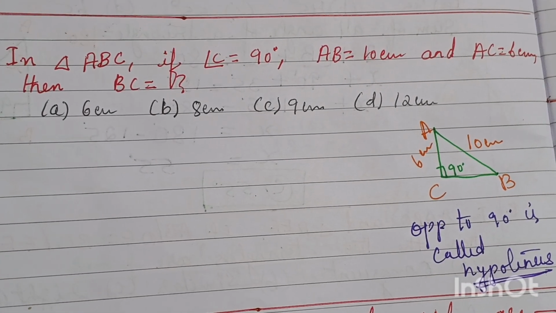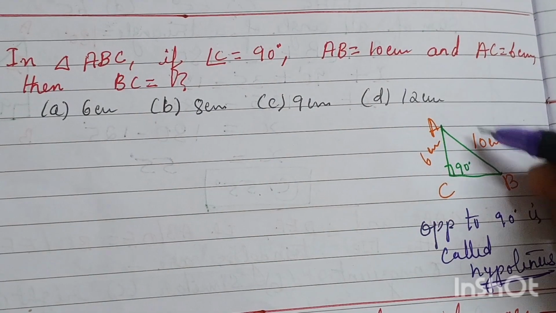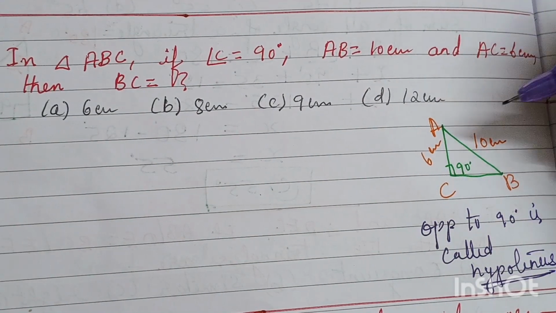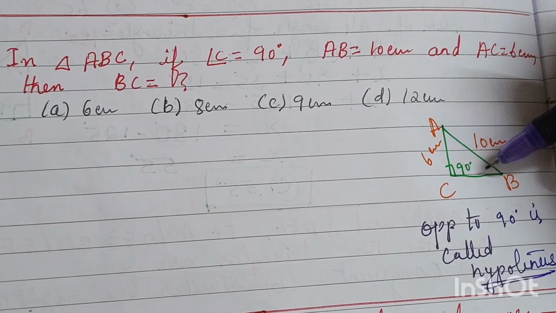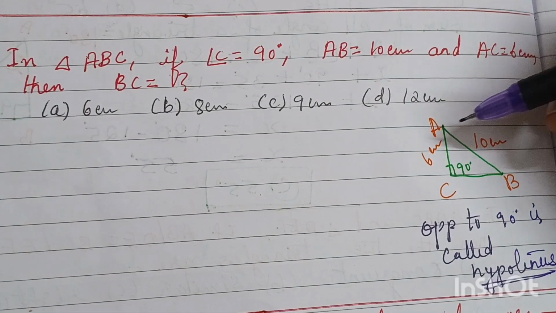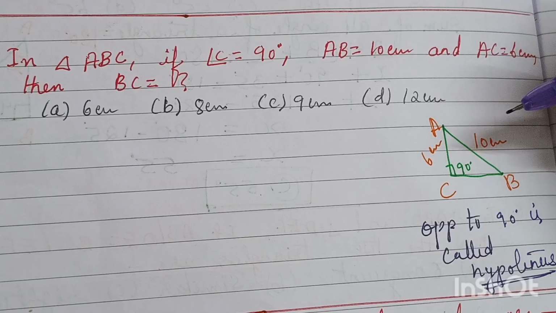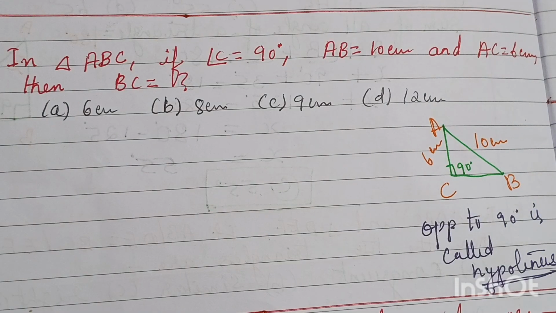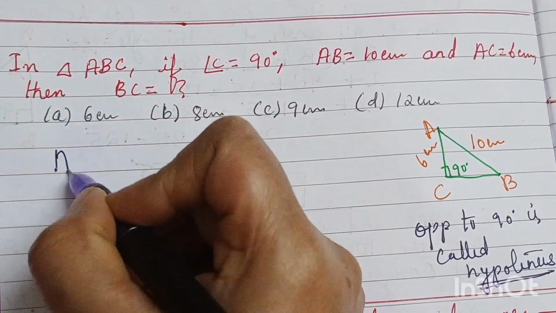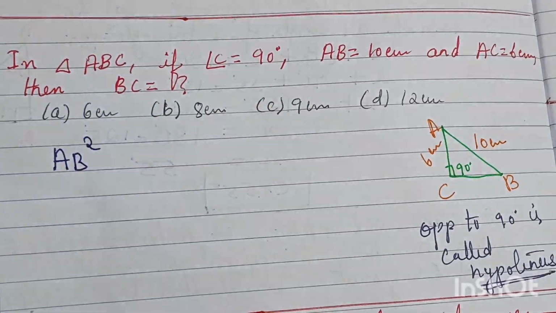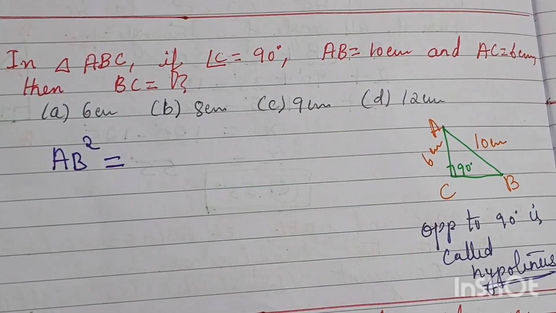Now the Pythagoras formula: the square on the hypotenuse is equal to the sum of the squares of the other two sides, the two legs, adjacent side and opposite. The side opposite to 90 degree is the hypotenuse, the largest side. So here AB is the hypotenuse, opposite to 90 degree. This is very important, which one is the hypotenuse.